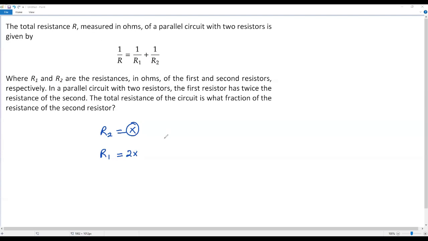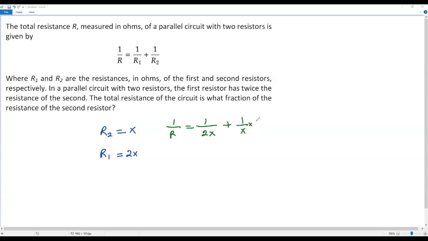Okay, now let me do it. Then I'm getting 1 over R equals 1 over 2X plus 1 over X. Okay, now to add these two fractions, we need the same denominator. Here in this first denominator, we have X, the second denominator also contains X, but in the first denominator, the X is multiplied by 2. So in the second denominator also, the X has to be multiplied by 2.